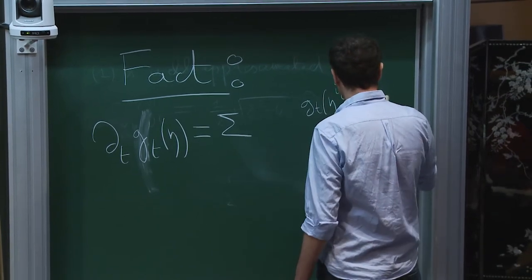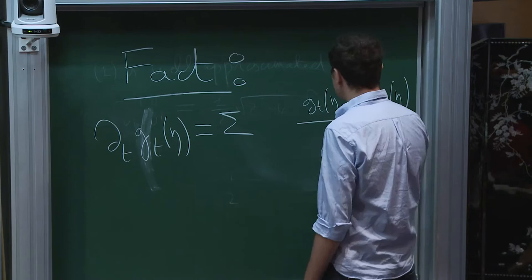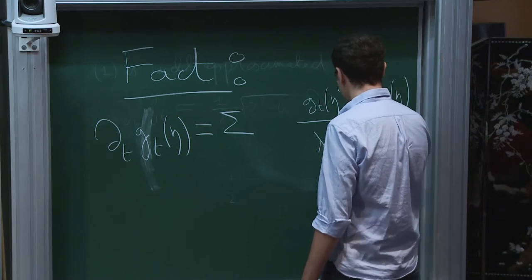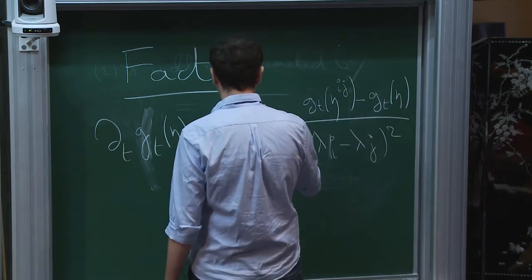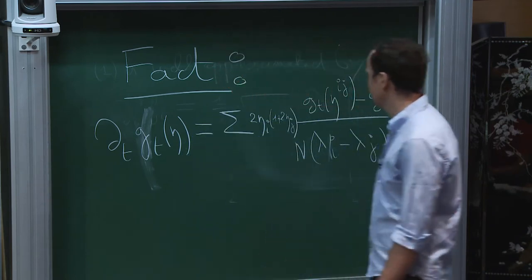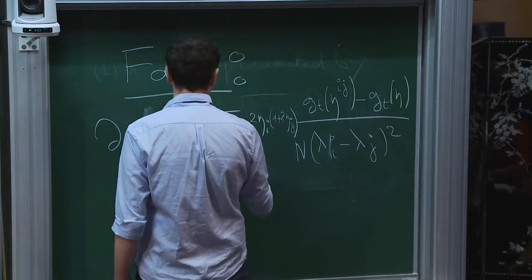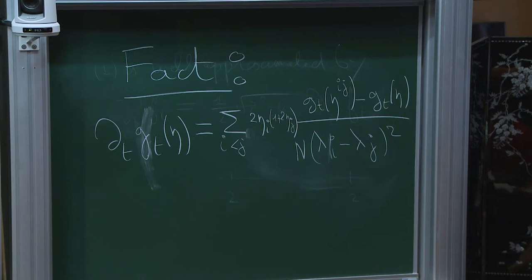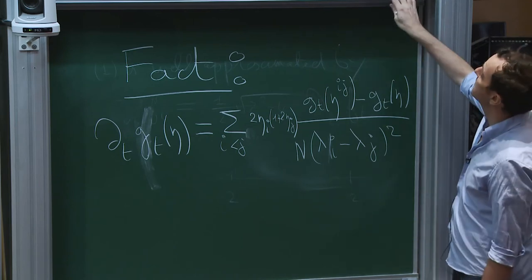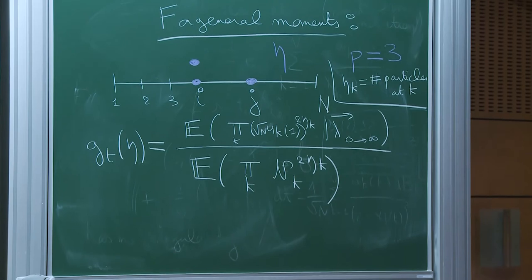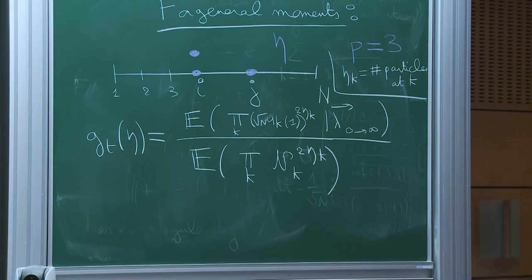Minus g_t of eta, divided by lambda_i minus lambda_j squared. And I have a factor here which is twice the number of particles at i times 1 plus twice the number of particles at j. And that's the sum over all i smaller than j. Okay, is this readable? So remember eta_k is the number of particles at k, and eta^{ij} is the configuration obtained after taking a particle at i and bringing it to j.